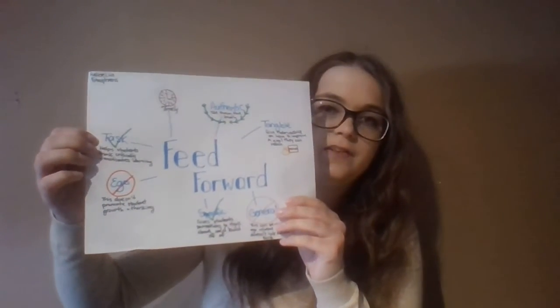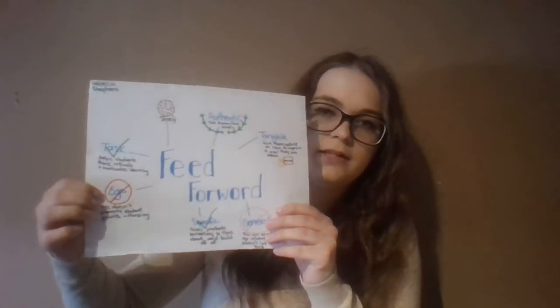And then that also ties in with feed forward should be task centered, not ego centered. Ego centered seems fake. It's not authentic. It doesn't promote student growth and thinking, whereas task focused feed forward helps students think critically and motivates their learning, because they've got the specifics of what they're doing good, what they're doing wrong, and what can be improved.